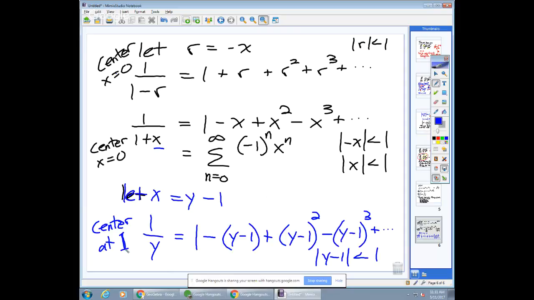So I'm going to skip testing endpoints for now just to play some more. But it is possible that although the endpoints were divergent here and here, maybe they converge at one or the other. And the only way to know is to plug the endpoint in and see what happens.